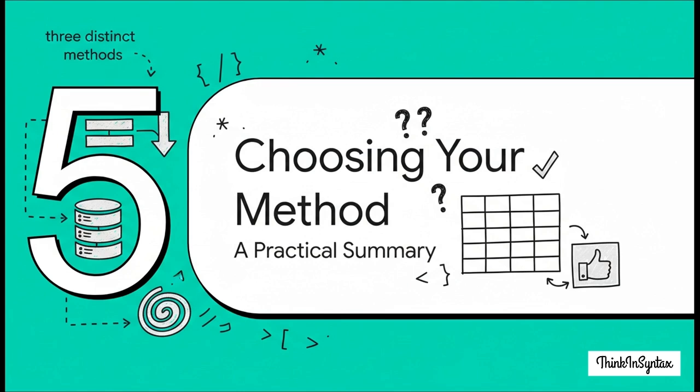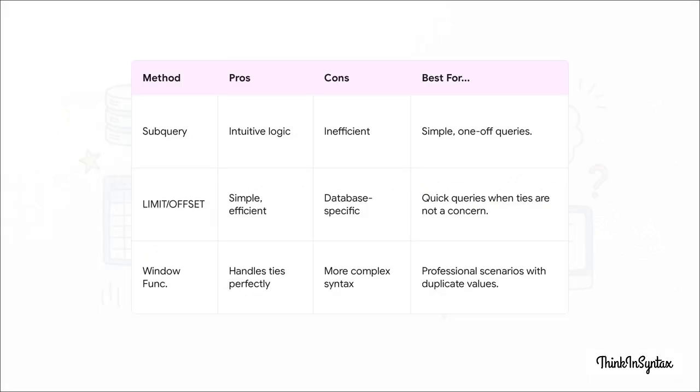Let's wrap this up with a quick practical summary. So here's the breakdown. The subquery is easy to understand, but it's slow on big tables. It's fine for a quick one-off lookup. The limit and offset method is simple and fast, but remember, the syntax can be specific to your database. It's great for quick queries when you're not too worried about ties.